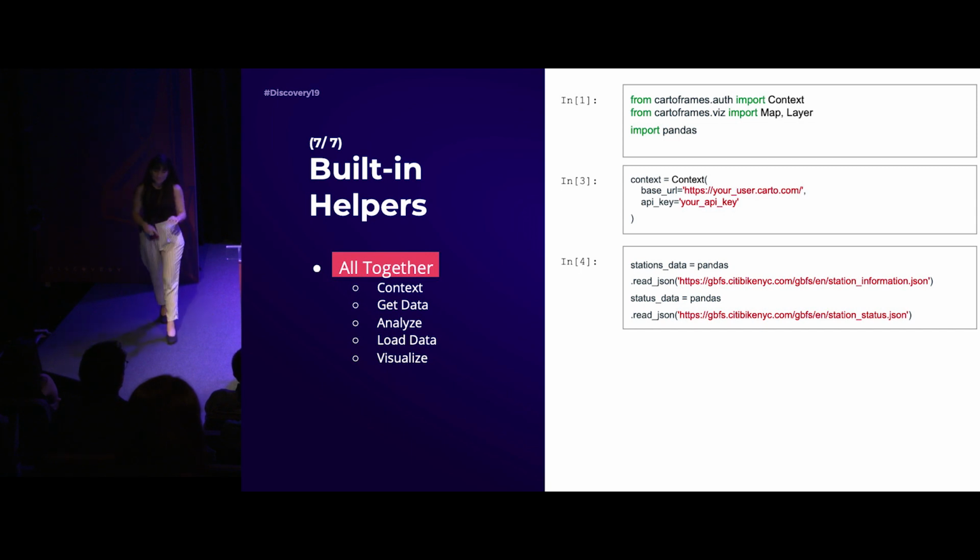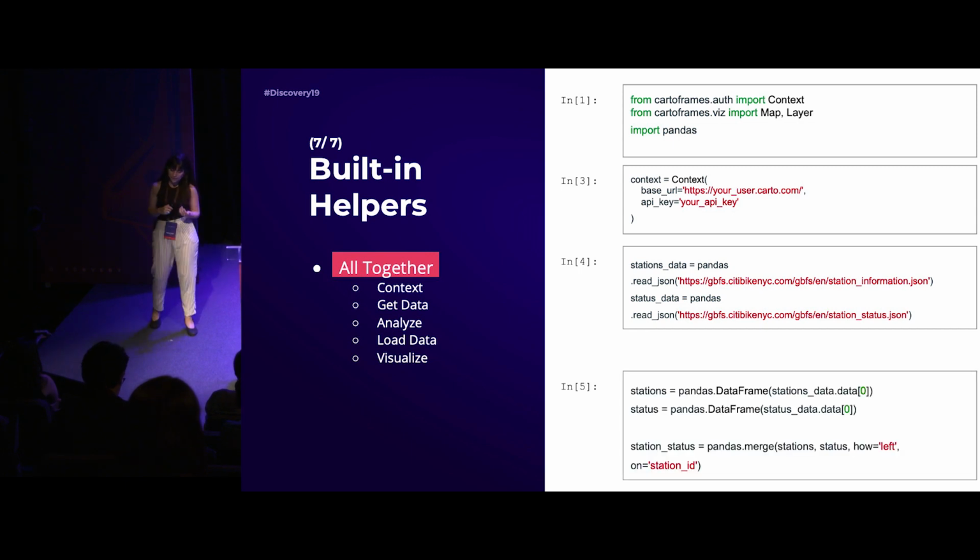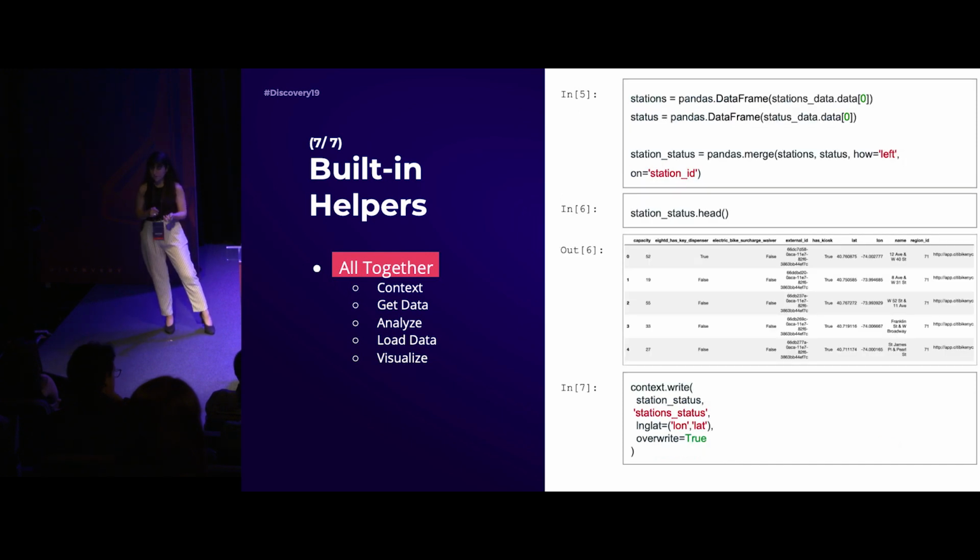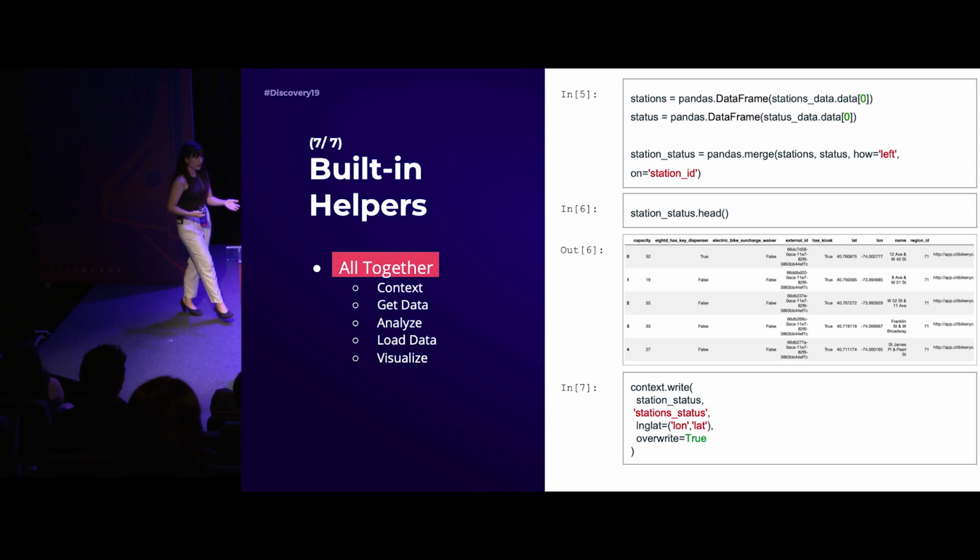In this case, what we are going to do is to visualize the bike stations that are available in New York City. So first of all, we're going to get 2 different datasets from different URLs with pandas. Then I'm going to convert them to DataFrames, and then I'm going to merge them in a single variable.